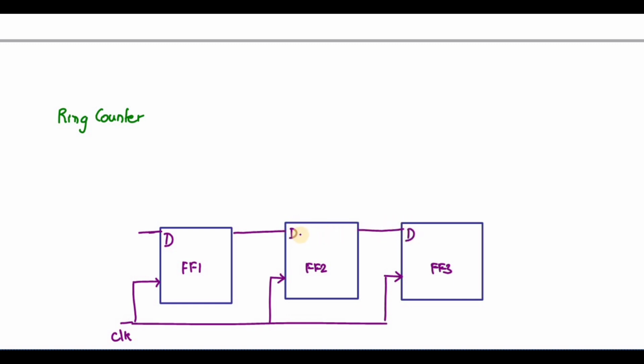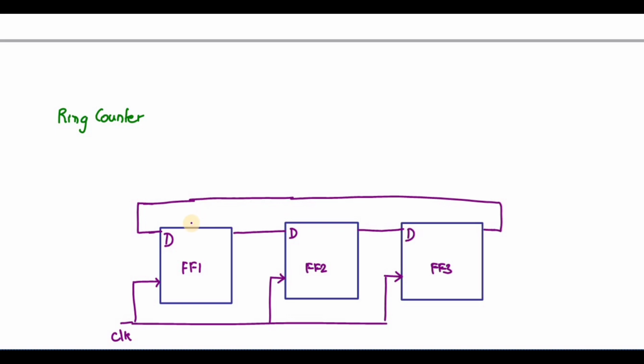So what is the difference between the normal counter or shift register and the ring counter? The output of the last flip flop is connected to the input of the first flip flop. Okay, so it is connected like this. So you can see this will form a ring. That is why it is named a ring counter.